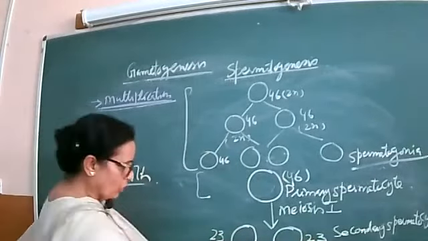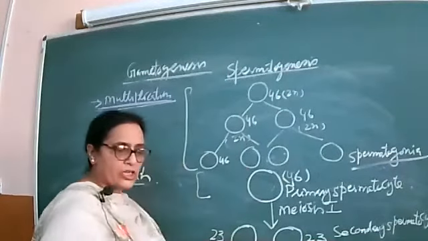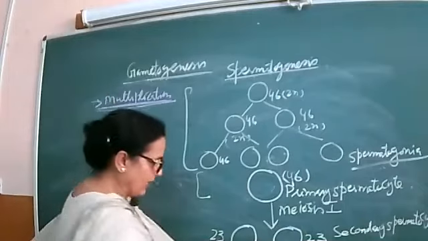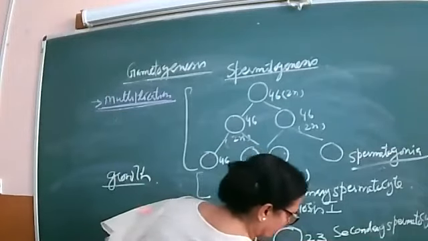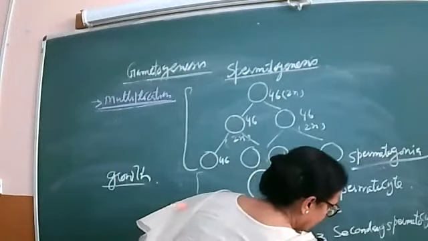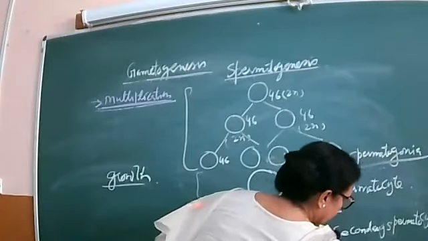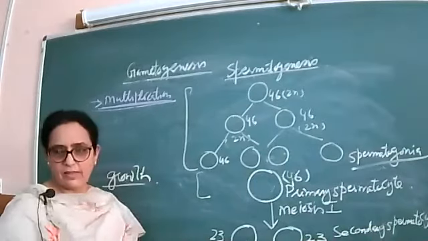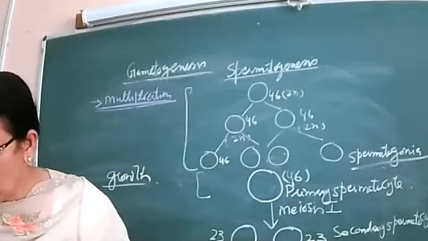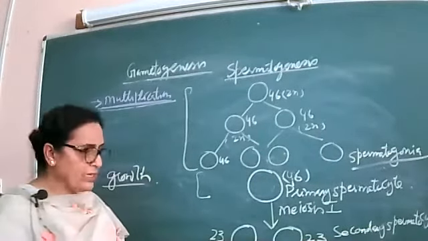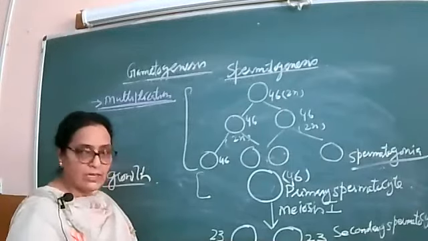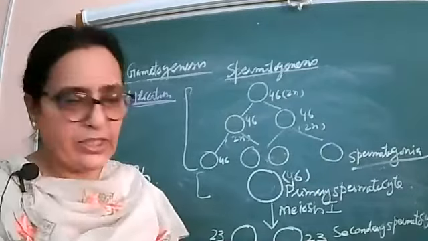So these 4 cells which come into existence as a result of meiosis II are known as spermatids, right? Now these spermatids will change shape. The form of the spermatid is changed.